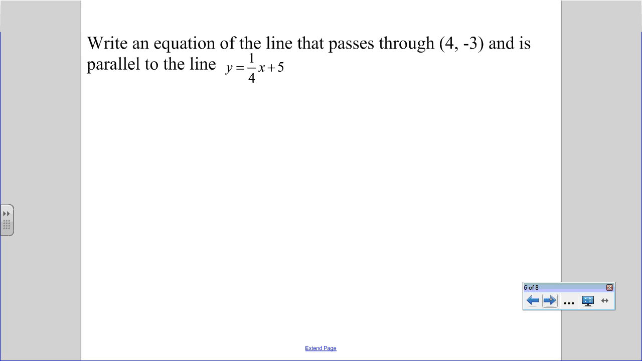If we take a look at our last example, second to last example, I believe we need to write an equation of the line that passes through the point 4, negative 3, and is parallel to the line y equals 1/4 x plus 5. Remember, parallel means the same value for each slope. So if we're going to identify the slope here, m is equal to 1/4. That is my given. My slope is positive 1/4.